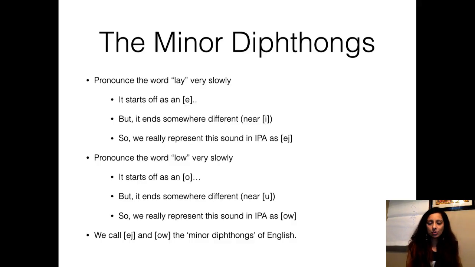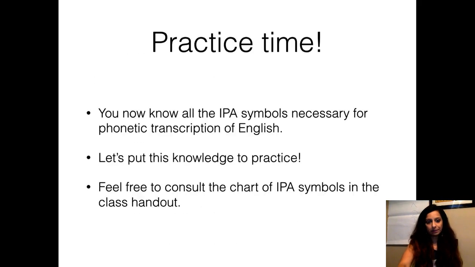To get an intuitive feeling for these, I want you to produce 'lay' very slowly, and you can see that your tongue starts out in the E position, but it ends somewhere very different, right? Like the year position. So that's A, written as an E and a J. And then 'low' again starts off as an O, but it ends somewhere else as the W, the ow, right? And that's why it's called the minor diphthong.